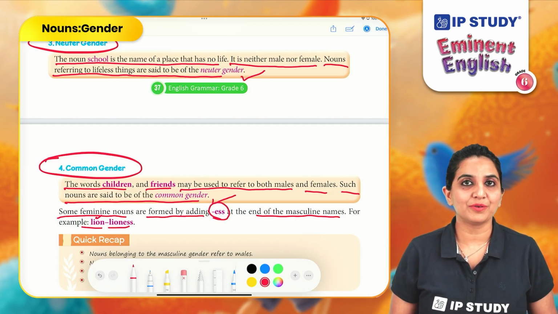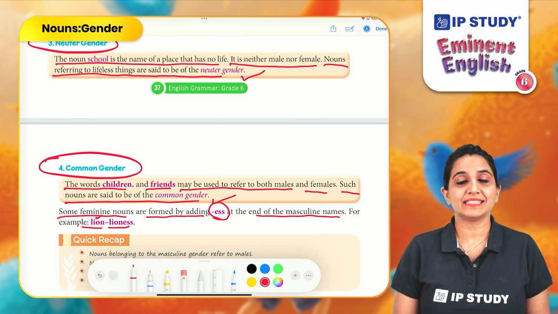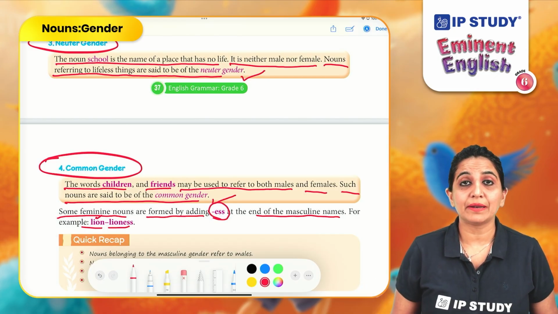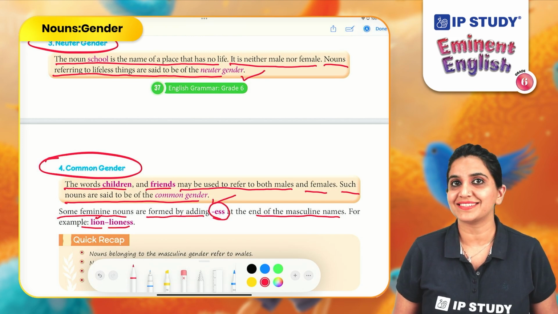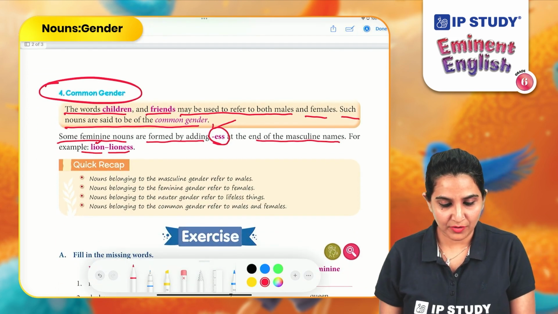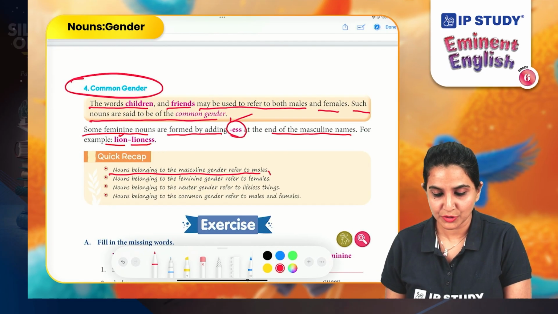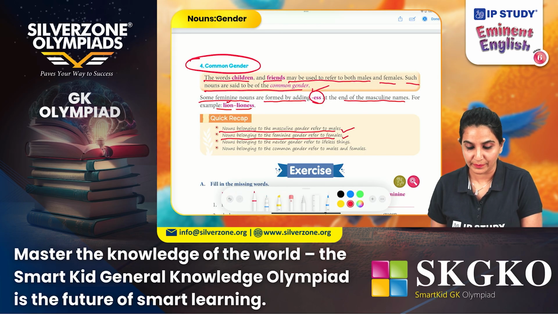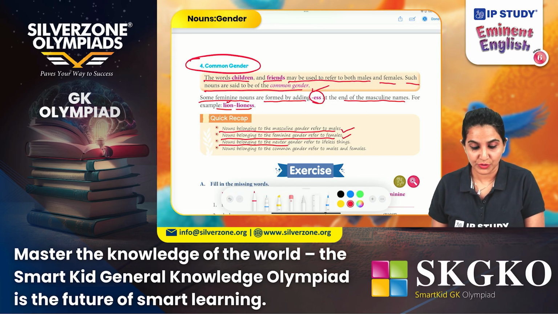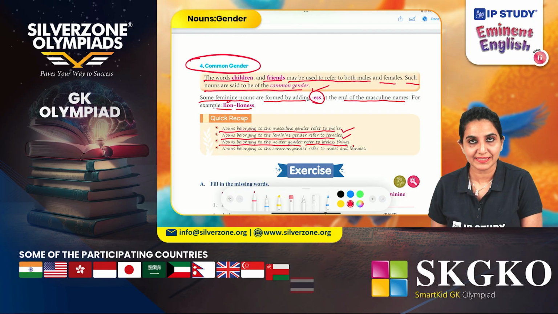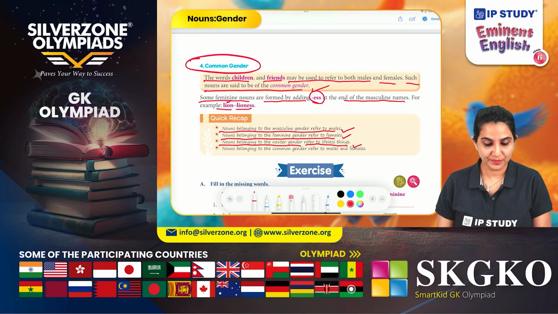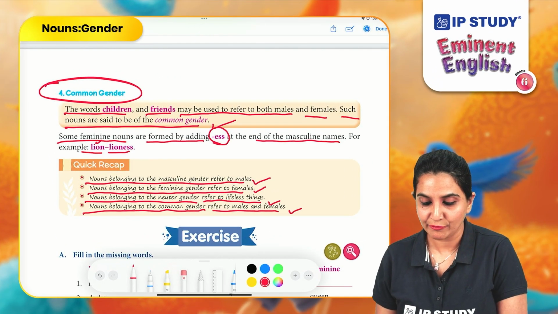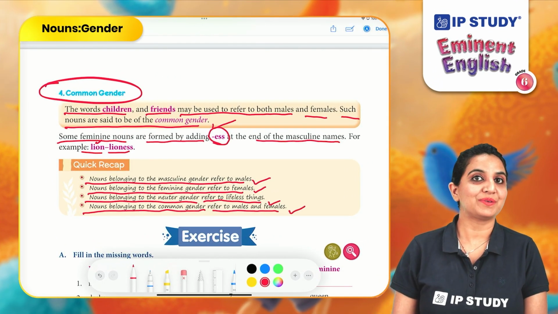So that was all about nouns and genders. In this lesson, we understood that nouns, which help us to name everything around us, can be categorized on the basis of genders as well. Nouns belonging to the masculine gender refer to males. Nouns belonging to the feminine gender refer to females. Nouns belonging to the neuter gender refer to lifeless things, neither males nor females. Nouns belonging to the common gender refer to males and females. So this was all about noun genders.